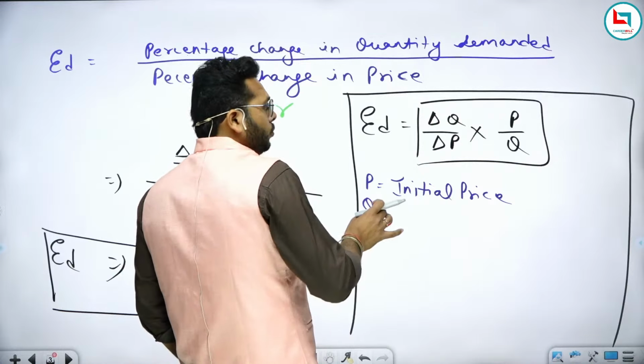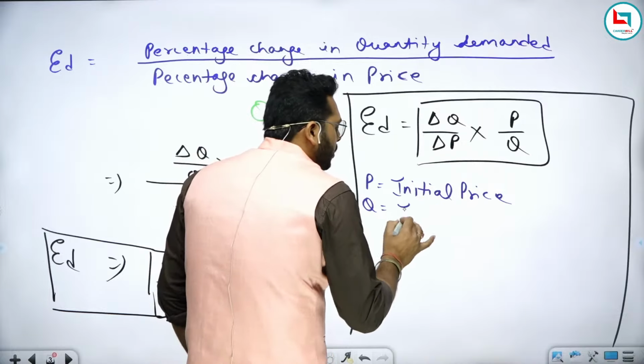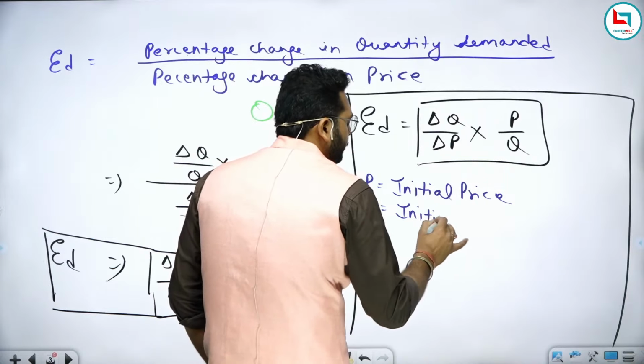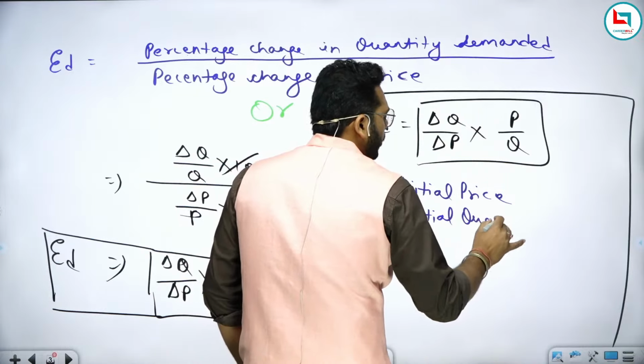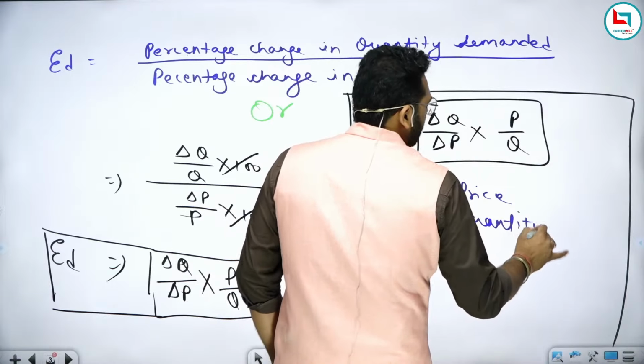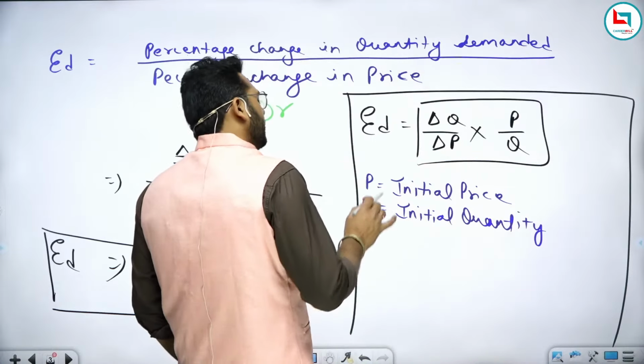This is showing Q. Q means what? Initial quantity you were buying. Initial quantity you are buying, this is Q.